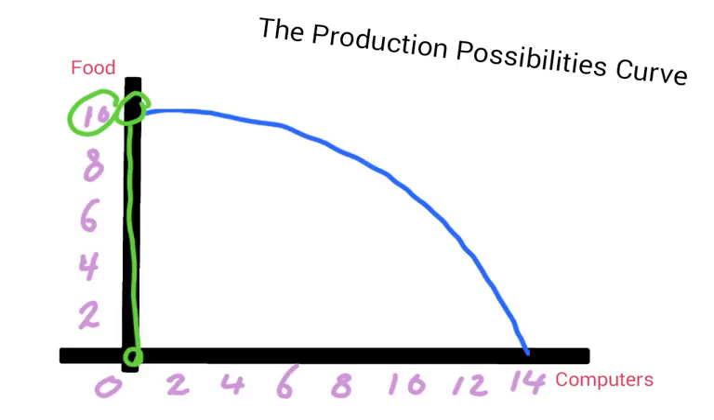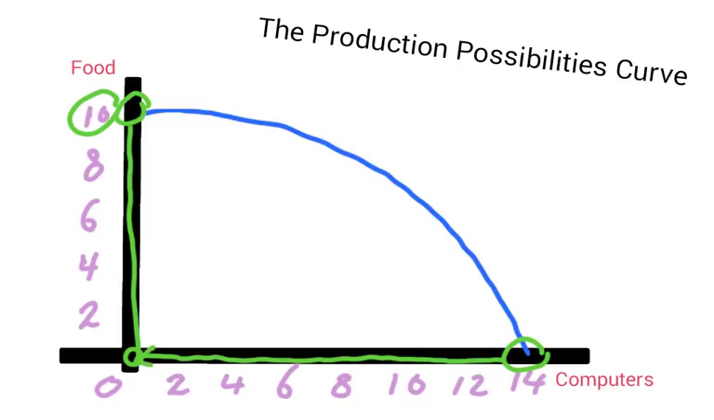We could also use all of our resources and produce computers and no food. Of course, that wouldn't be very smart because we'd have no food, but theoretically that's what we can do. And in that case, our production possibilities curve says that we can produce 14 units, or realistically speaking, let's say 14 million computers for this country, and we couldn't make any food, so we'd make 0 units of food.